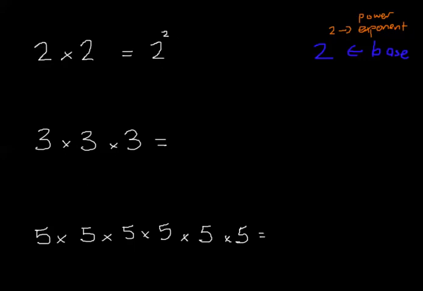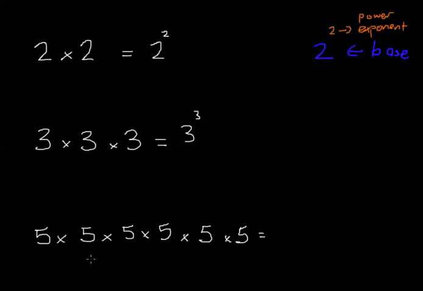Now this next one here, what we're going to be solving is 3 times 3 times 3. So we can see that there's a base of 3, but it's timesing by itself 1, 2, 3. So it's timesing by itself 3 times. So that's also known as 3 to the power of 3, or what you might hear is also 3 cubed.